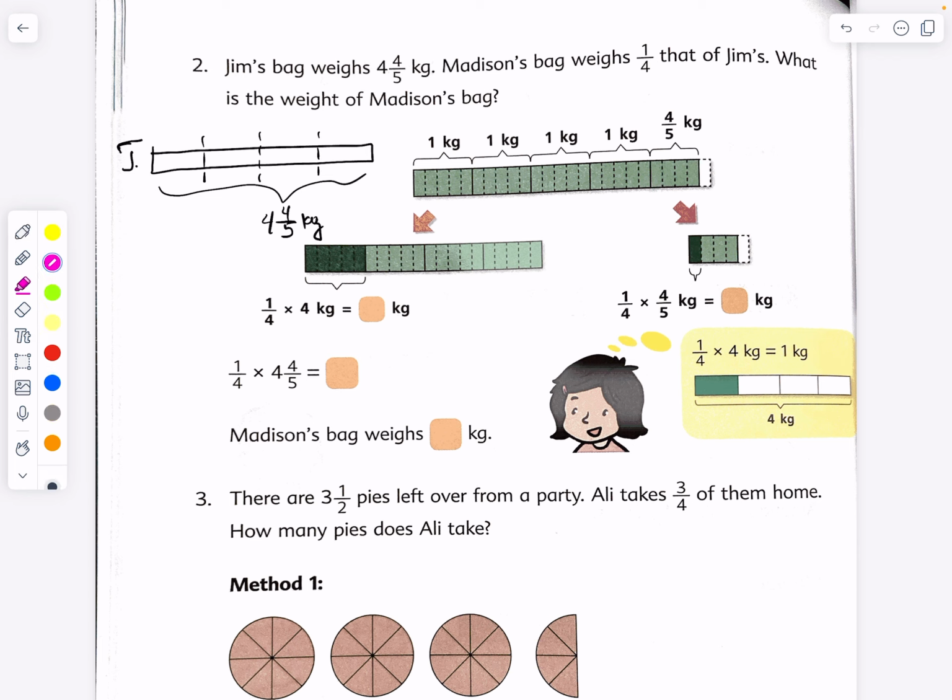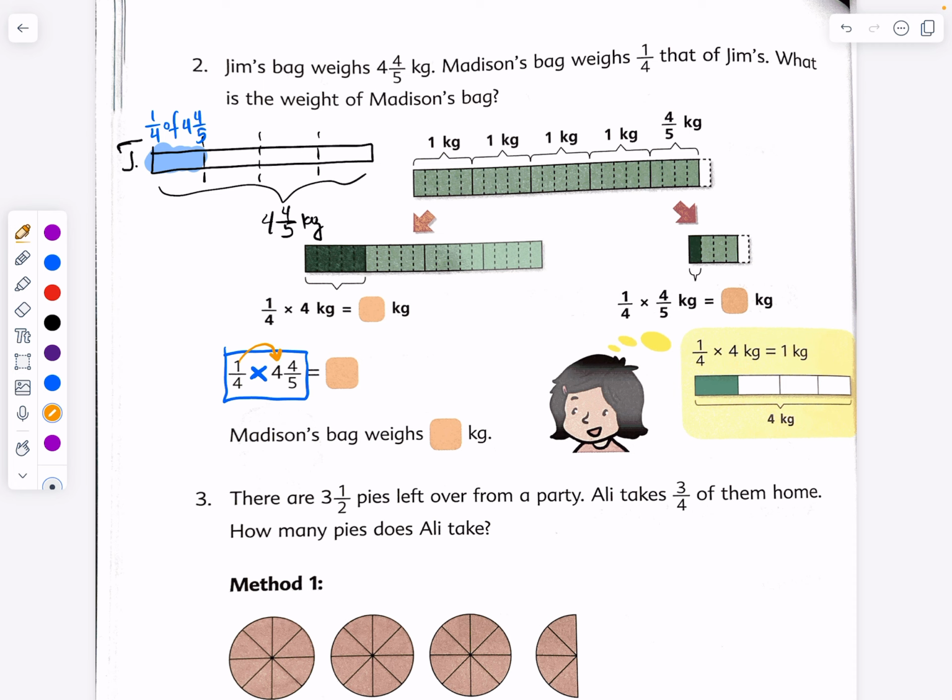So Madison's bag is just 1/4. Let's write it down: 1/4 of 4 4/5. How do we say 1/4 of 4 4/5? We translate it into multiplication. Now, again, let's try to use the distributive property for some quick mental math.